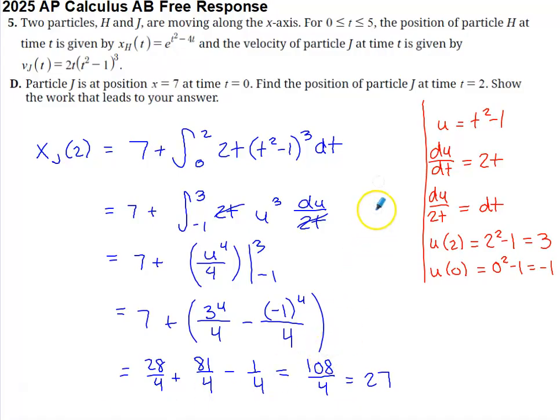Final part of this problem says that particle j is at position 7 at time 0. Find the position of particle j at time 2. Show the work that leads to your answer.